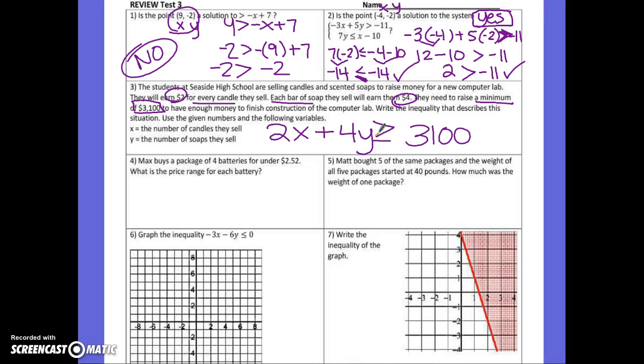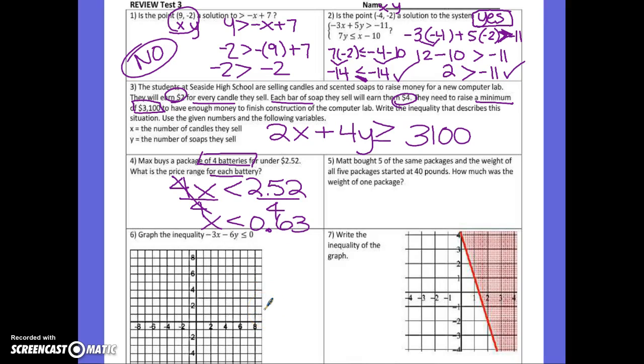Max buys a package of 4 batteries for under $252. There's 4 batteries in a package. What is the price for each battery? So a package has 4 batteries. We don't know the price of each. And it needs to be under $252. Well, if I divide that out by 4, x is less than, in this case, we get 63 cents.